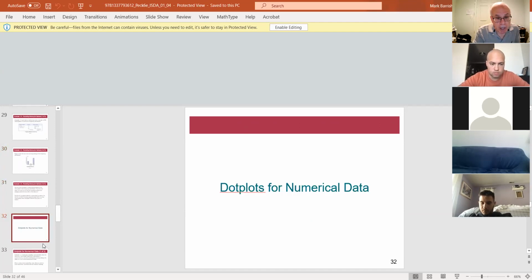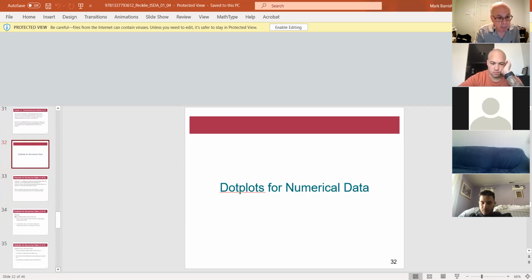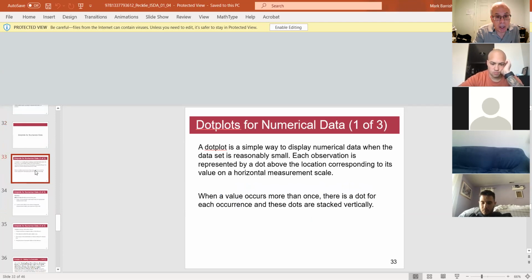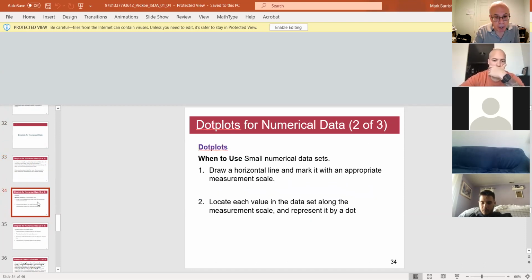All right, another way now for numerical data, we can use what's called a dot plot. It's a simple way to display numerical data when the data set's reasonably small. Typically, we don't use dot plots with big data sets, but in introductory courses, we introduce you to what a dot plot is. It's a very, very simple thing.